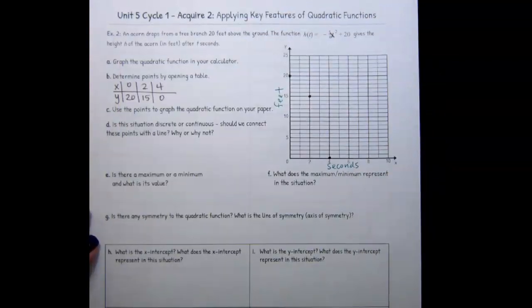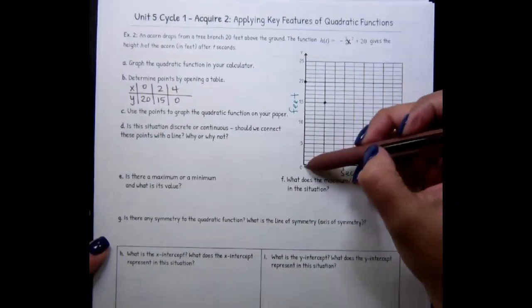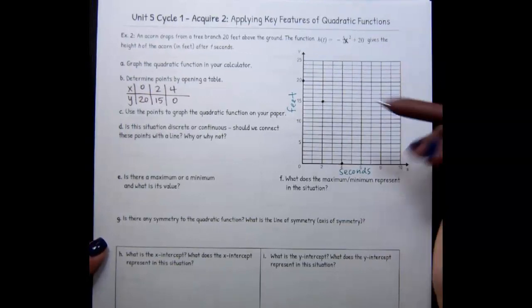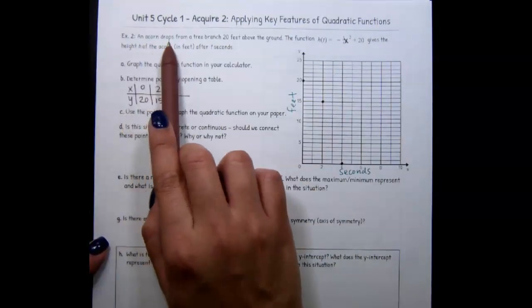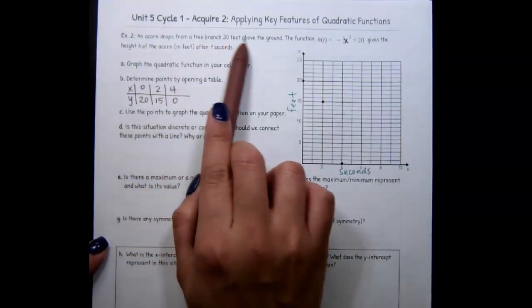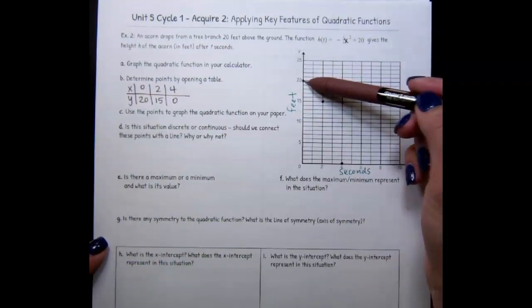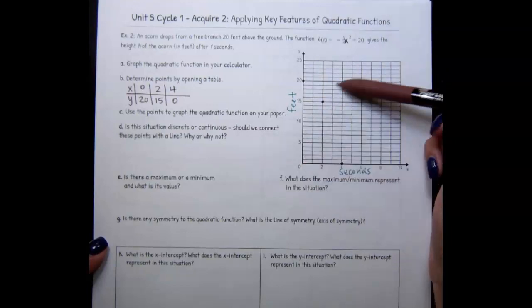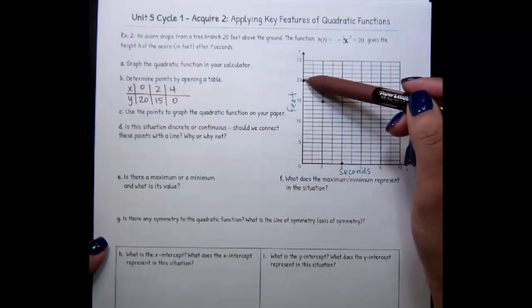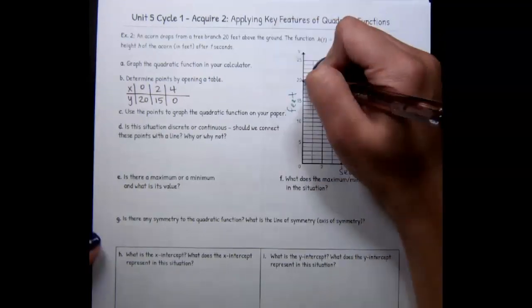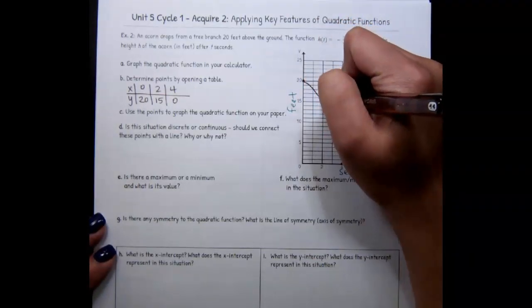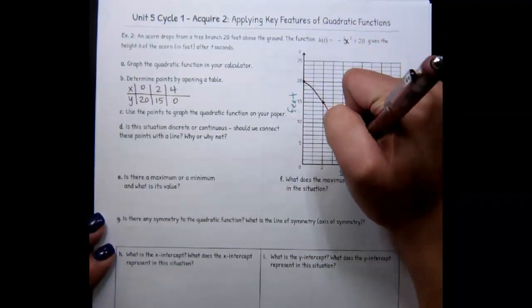Now, this one doesn't show the whole parabola because it tells me here the acorn drops from a tree branch 20 feet above the ground. So it's starting 20 feet above the ground. It's not starting on the ground, moving up and then falling. It's starting 20 feet above the ground, and all that's happening is it falls.